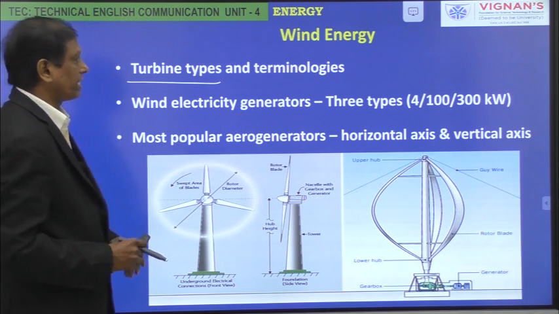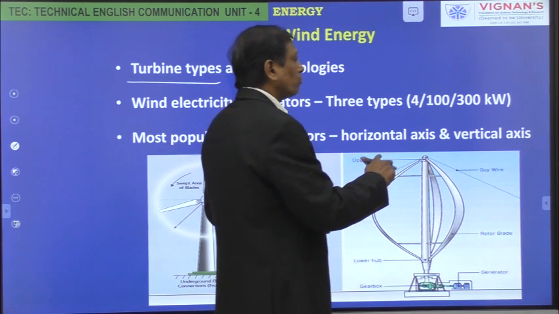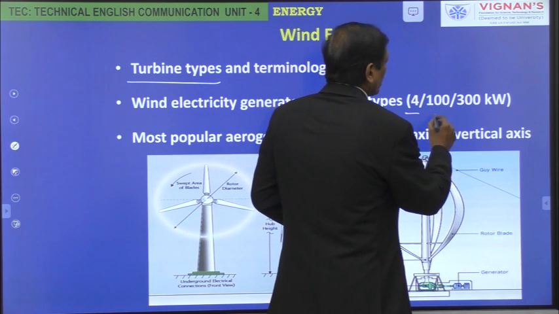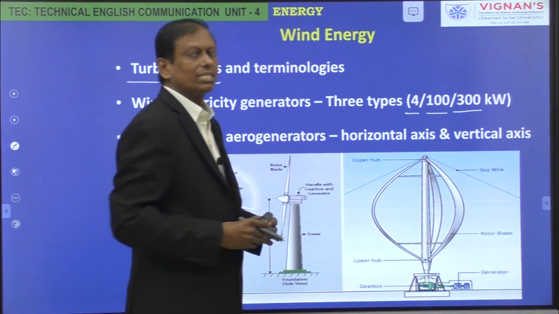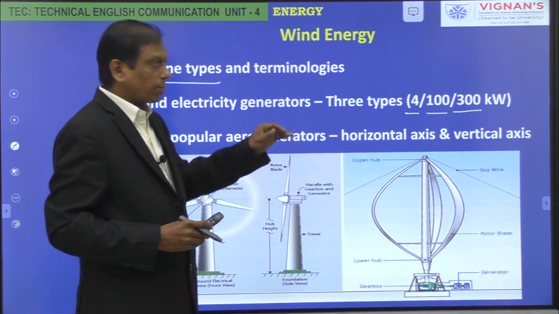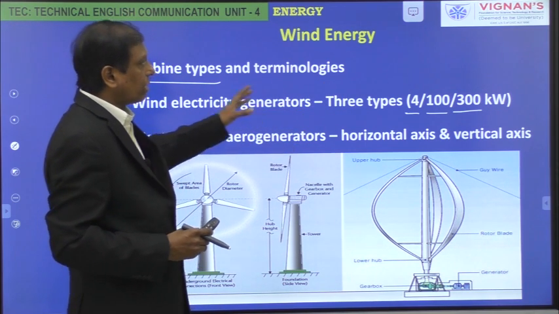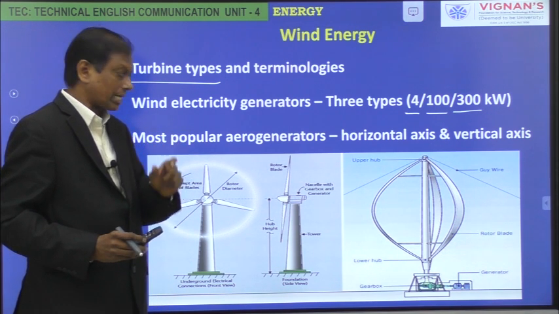3 types of generators to produce electricity, and those generators are moved with the wind energy: 4 kilowatt, 100 kilowatt, 300 kilowatt are the 3 categories of generators. Generators up to 4 kilowatt, up to 100 kilowatt, and up to 300 kilowatt have been explained in this passage. This is technical information you can read.